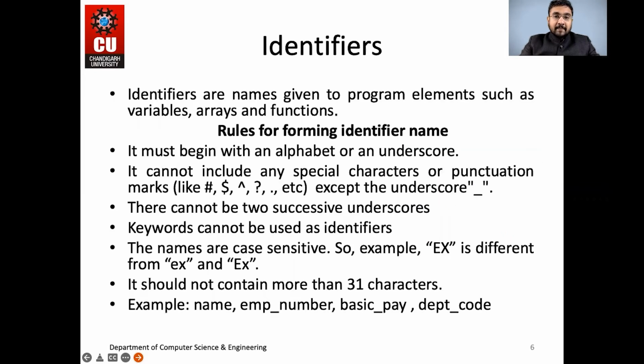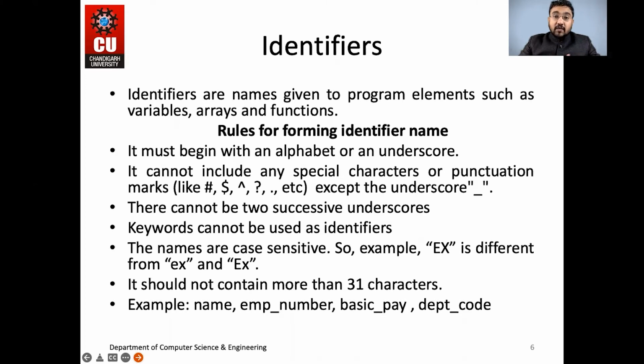Moving on, identifiers. Now, talking about identifiers, these are basically the names given to program elements such as variables, arrays, or functions. So they are generically defined as identifiers. Now, whenever you name variables, whenever you name arrays or functions, there are a set of rules which must be followed. The very first rule is that the name must begin with a letter or an underscore.